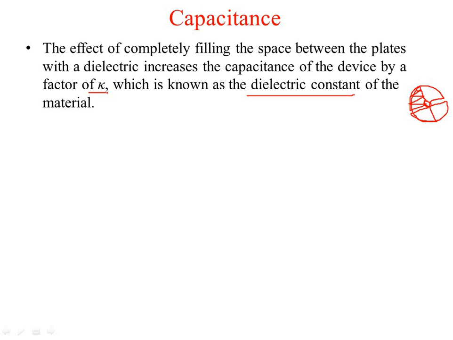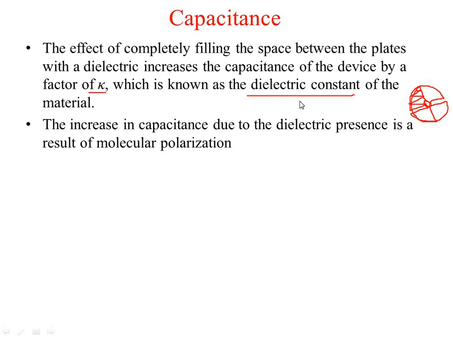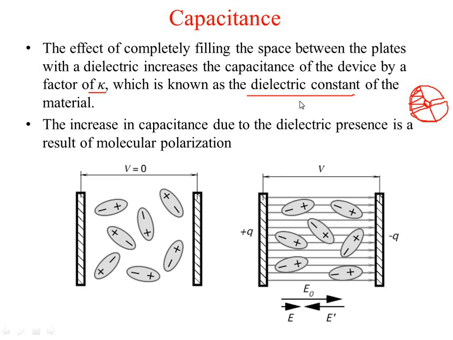Now the dielectric constant depends upon what kind of dielectric you are using. The dielectric material may be air or any other dielectric material, and that dielectric material will increase the capacitance value. This increase in capacitance due to dielectric presence is because of molecular polarization. How the molecular polarization occurs, let us see.